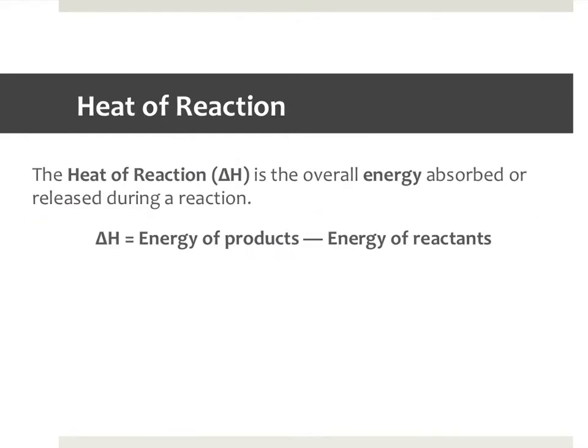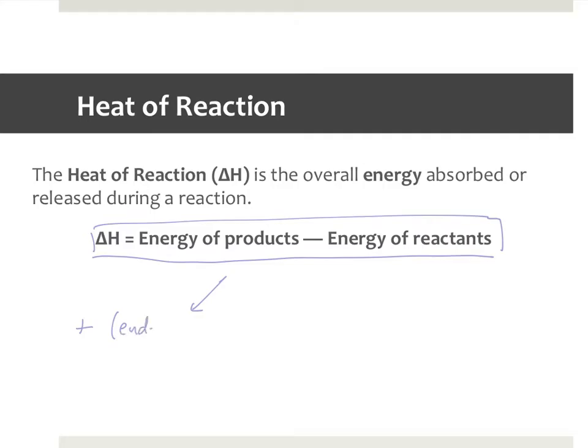And so this leads into what we call the heat of reaction, delta H. This is the overall energy absorbed or released during a reaction, and we can determine it with this equation: delta H is equal to the energy of the products minus the energy of the reactants, so products minus reactants. What happens if you get a positive value? We call this endothermic. So you absorbed energy, and the products have more energy than the reactants. In terms of energy, products is greater than reactants.